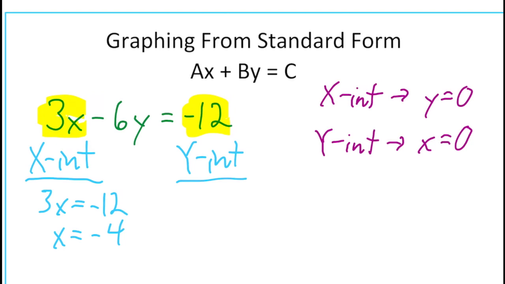If I want to write the point for that, remember technically, I made y equals 0. So that is my x-intercept as a coordinate.